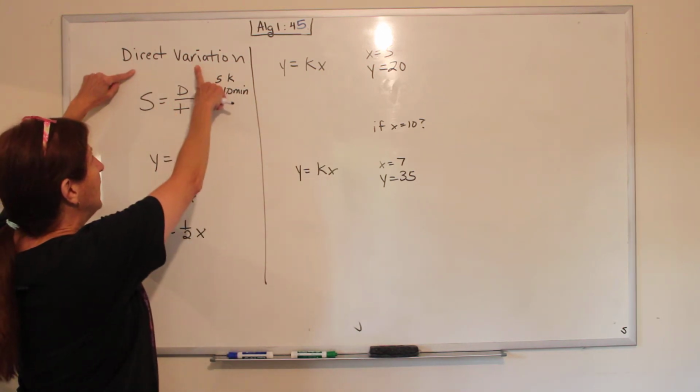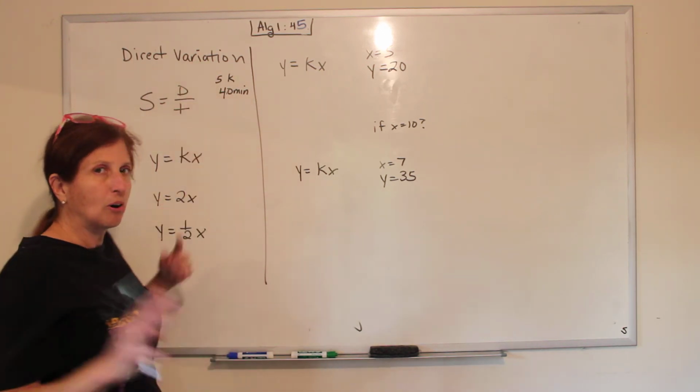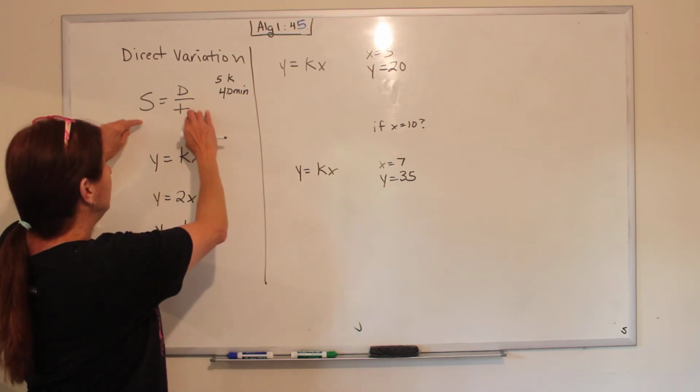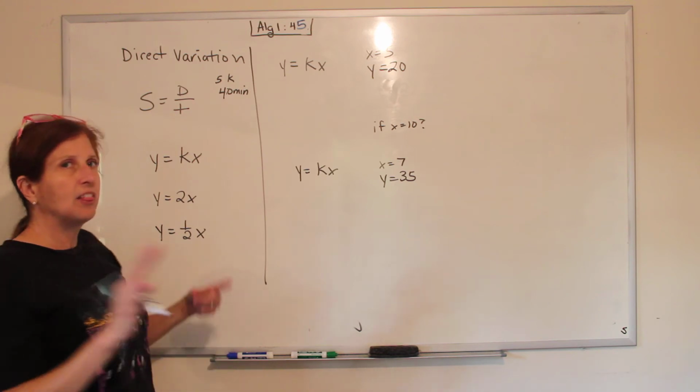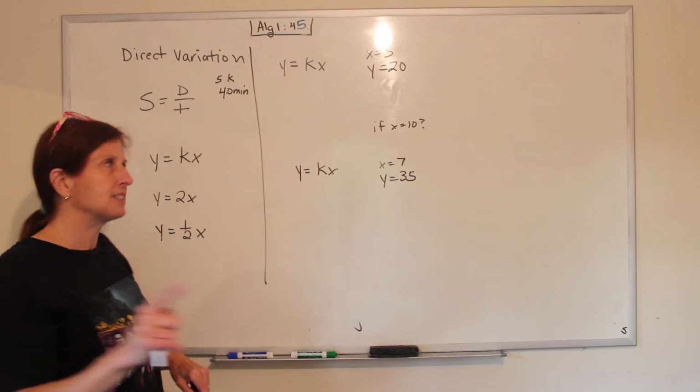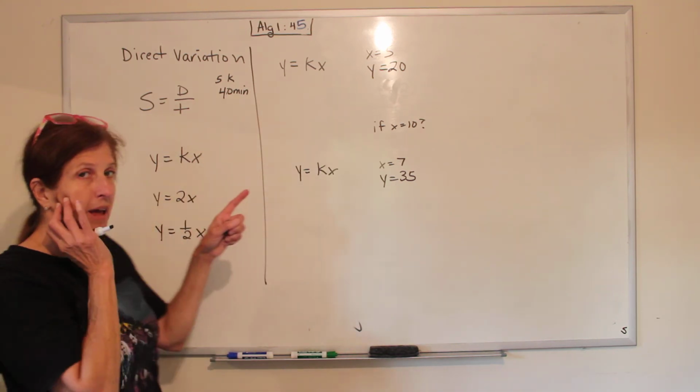Things vary directly if they're in the same part of the fraction. They vary inversely if they're in the opposite part of the fraction. That makes so much sense. That's the science way. Okay, this is the math way.